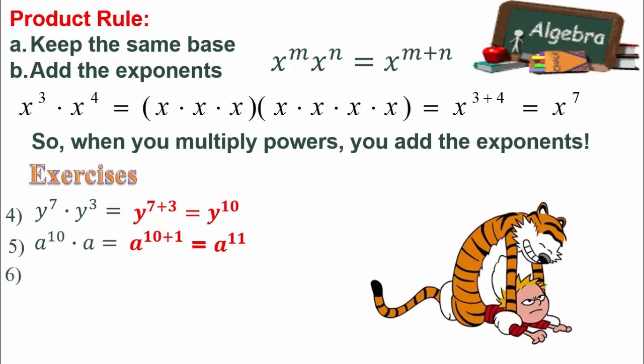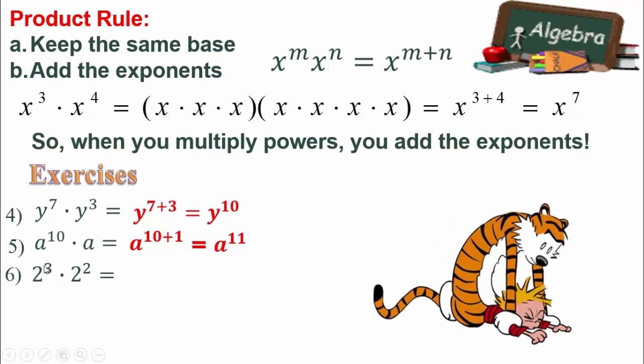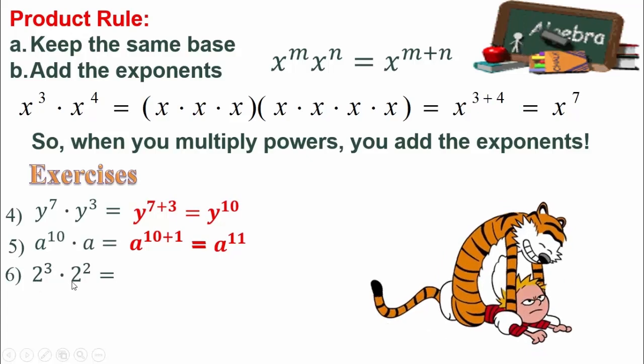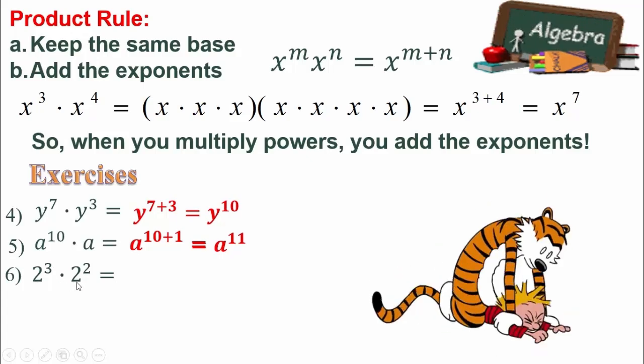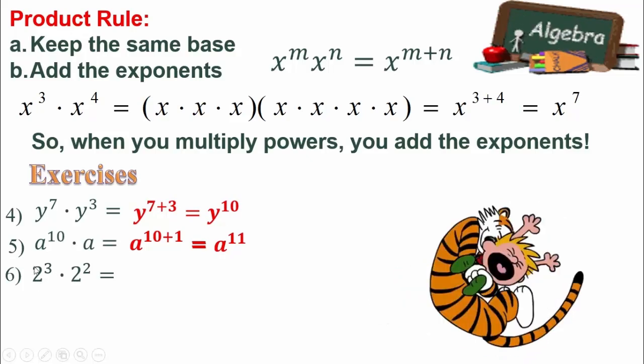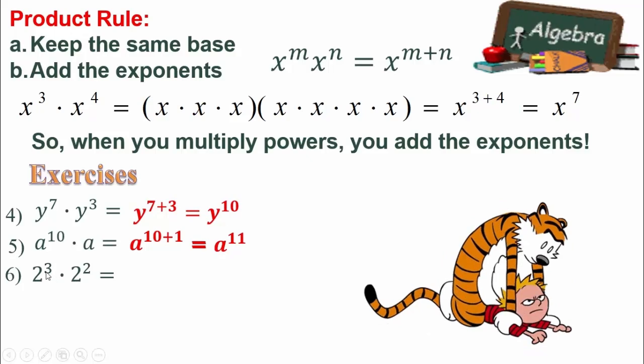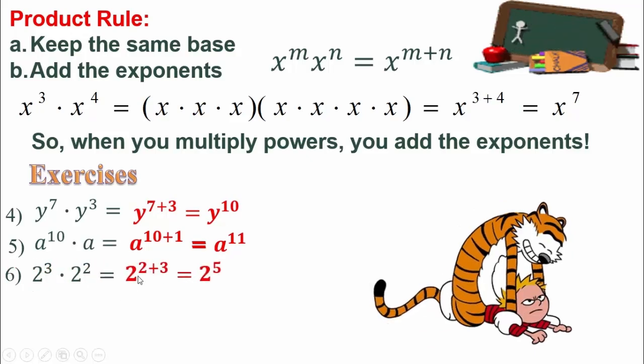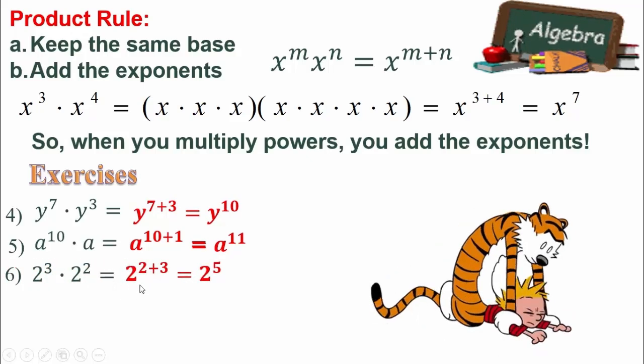For number 6, here we notice even though they're not letter bases, they're number bases, the bases have to be the same, and these two are the same. So the base is 2, so all we're going to do is add up the exponents as we did before and keep the base the same. So there we have the 2 is our base because the 2's are the same, and 2 plus 3 gives us 5. So finally we get 2 to the 5th.